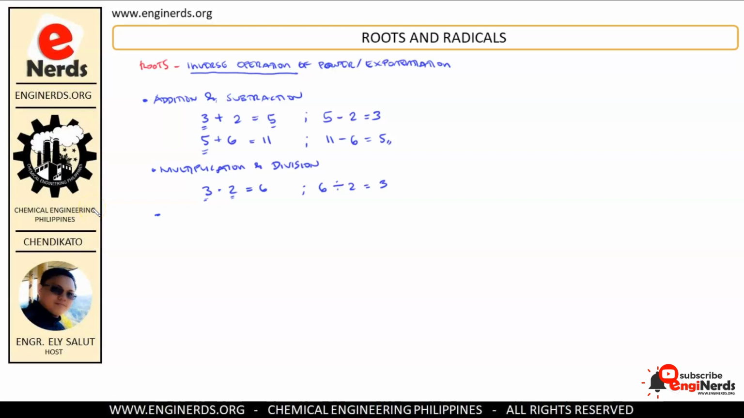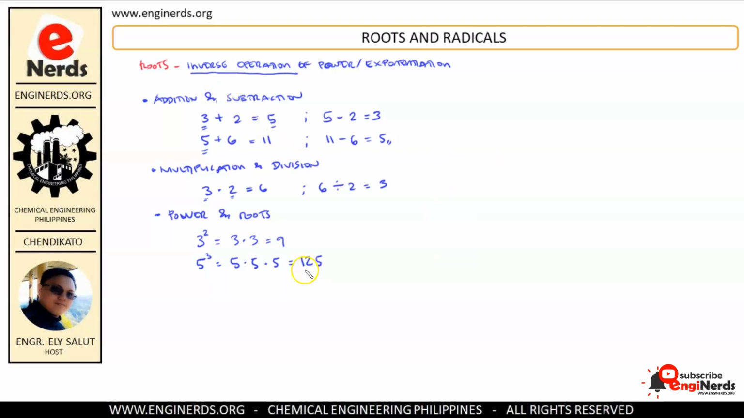And now, we are telling here that roots is an inverse operation of power or exponentiation. So, how do we do this? For example, you have a number like 3 squared, and we know that it means 3 times 3, which is equal to 9. And then, if you have 5 cubed, you will have 5 times 5 times 5 is equal to 125. So, paano dito nagwo-work yung sinasabi nating inverse operation na root?